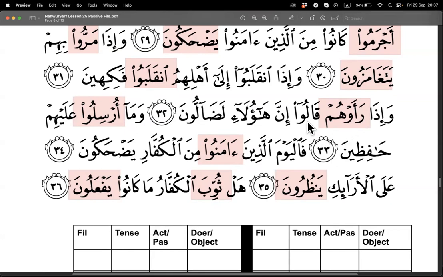And then qalu, easy. Qalu is fi'il madi ma'lum, and then the fa'il will be hum. Good.